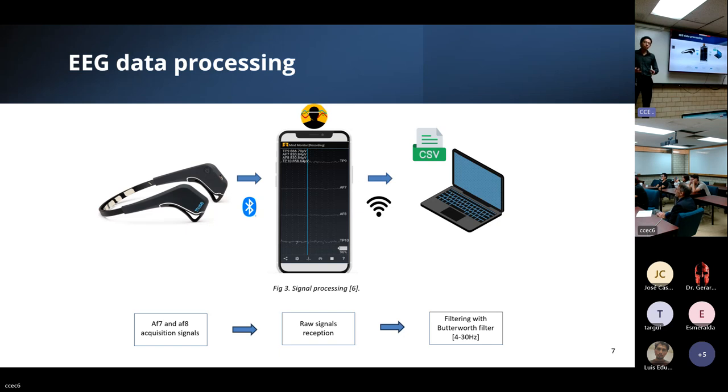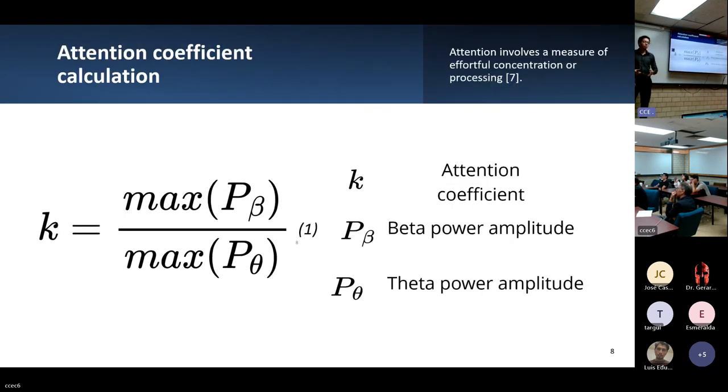For example, in this case, the brain waves related to a concentration state are the beta and theta waves. So we implement a Butterworth filter from 4 to 30 hertz. Okay, if you remember, concentration and attention are two concepts that are very related. So one way to measure the concentration of the user is with the attention coefficient. This coefficient comes from this equation that obtains the maximum power from beta and theta waves. And in this case, we use the PSD from the Welch method to obtain the attention coefficient.